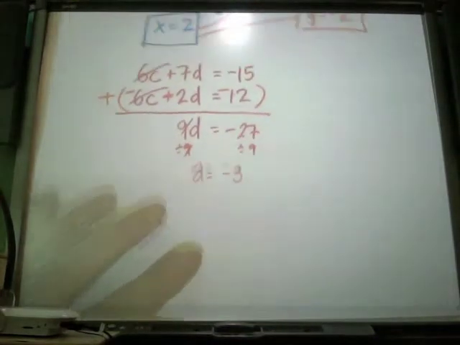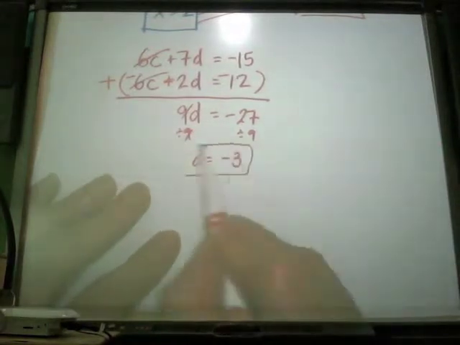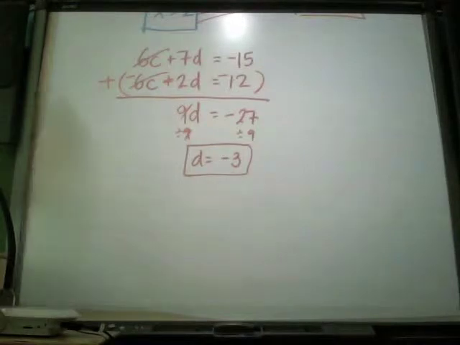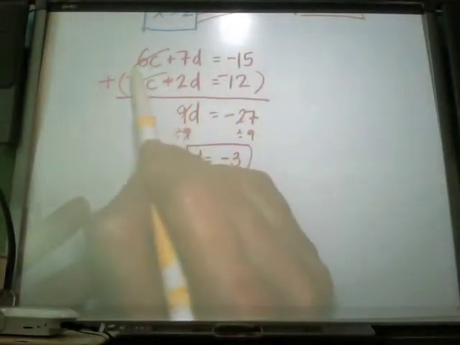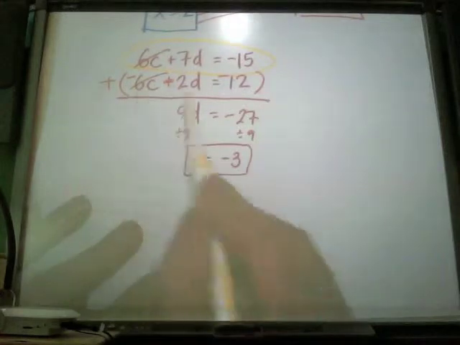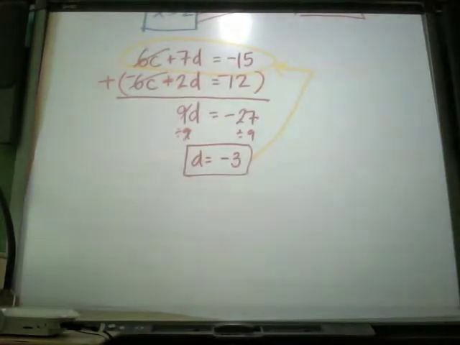Make sure you're watching out for your positives and negatives. Negative divided by positive makes a negative. Here's my first answer. I take my D equals negative 3, and I plug it back into one of the equations. I'm going to go with the top one just because it's cleaner. On the bottom one, I did my add the opposite. It looks a little messy. You might get confused on, wait, what signs do I use? So I'm going to say just choose the one that looks simpler to work with. For me right now, I'm going to choose the top one.